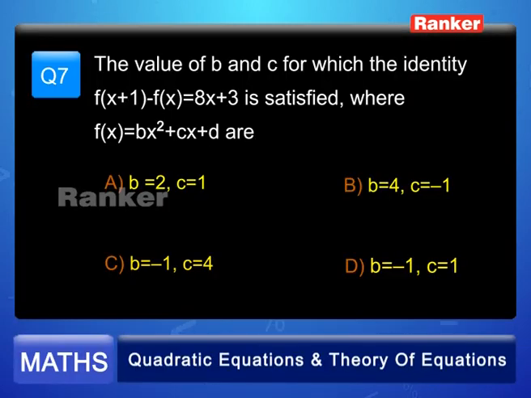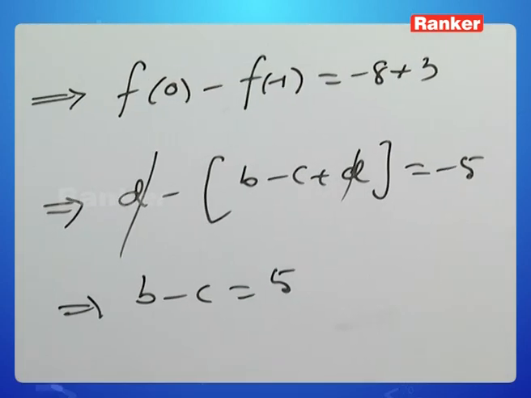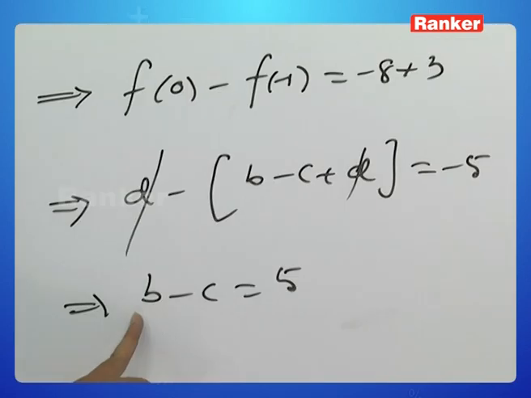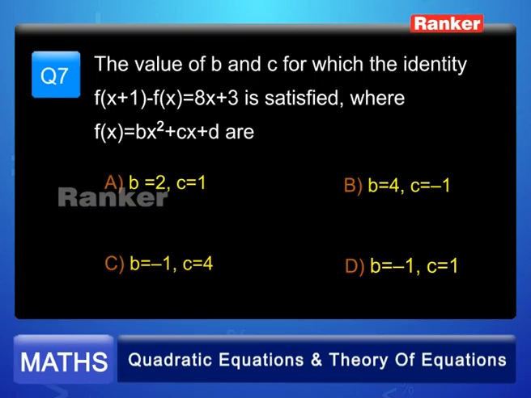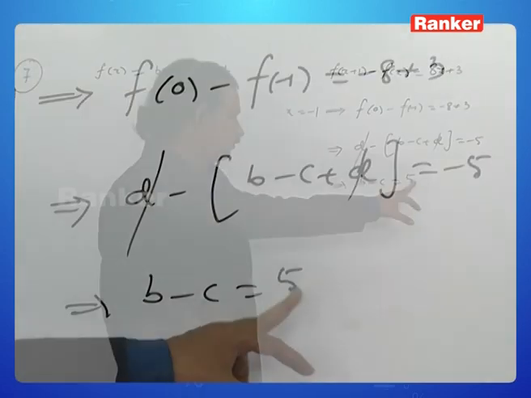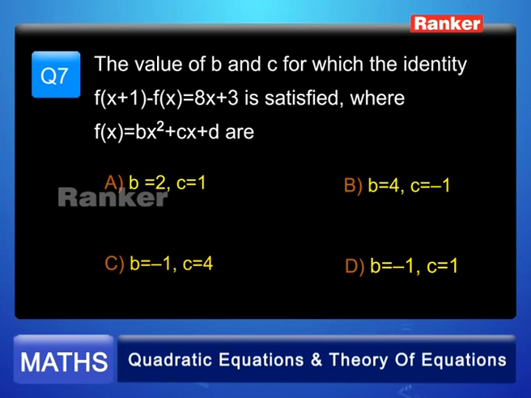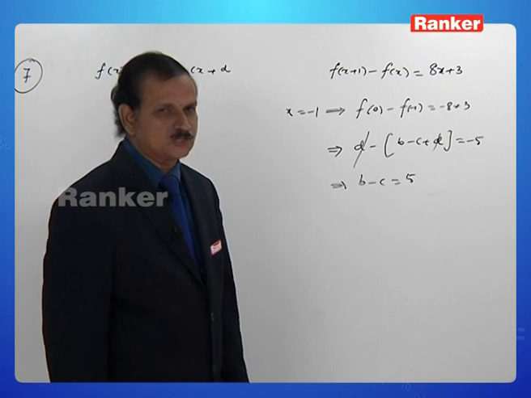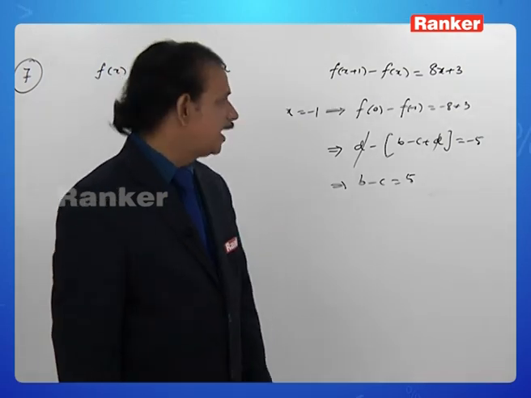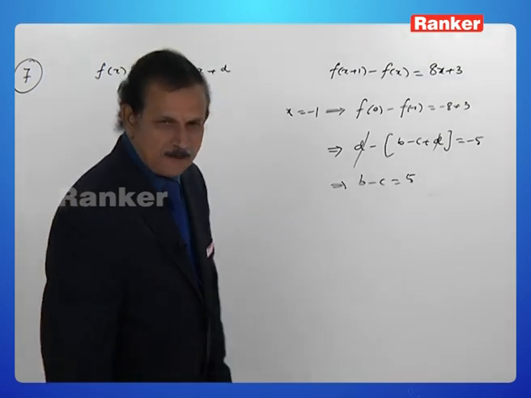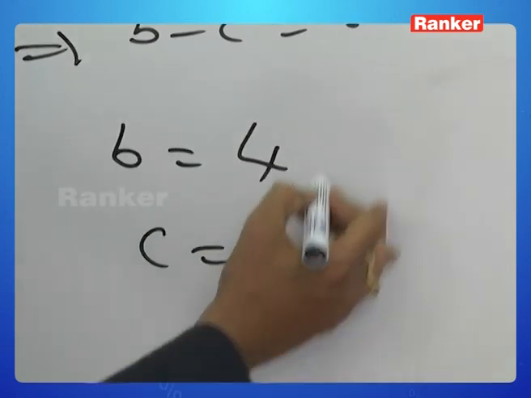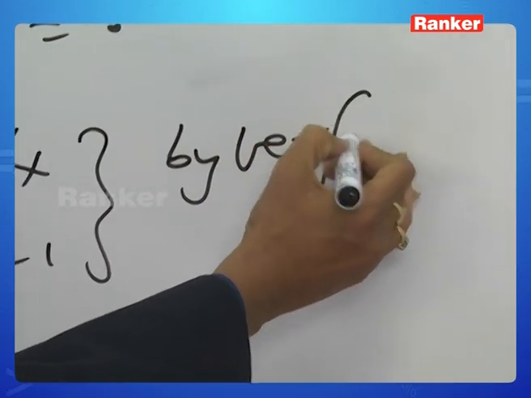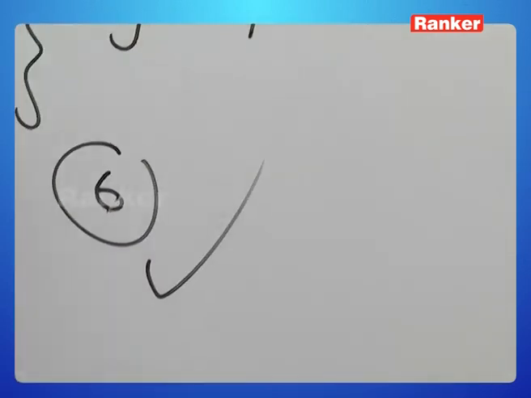Let us first check all the options. What is the first option? 2, 1. 2 minus 1 is not equal to 5, so the first option is wrong. Second option, 4 and minus 1. 4 minus of minus 1 is 5. Yes, correct. There is a possibility for option B being correct. Let us see option C. Minus 1, 4. Minus 1 minus 4 is not 5. Option C is wrong. Last option, minus 1, 1. Minus 1 minus 1 is not 5. So option D is also wrong. So by proceeding with verification, we notice that option B is the only right option that satisfies this condition, that is b is equal to 4 and c is equal to minus 1. Option B is the right option.